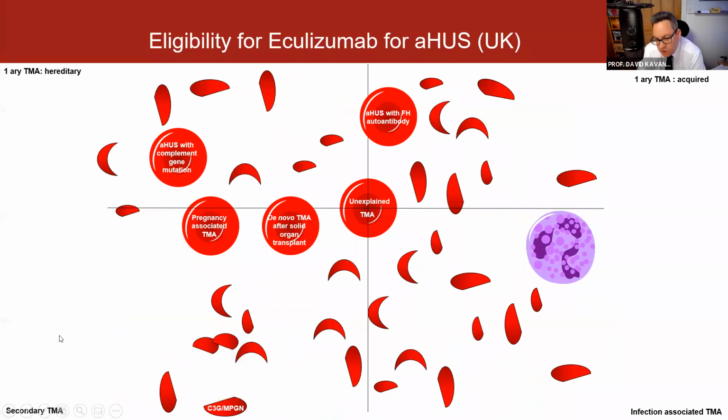And if you look at who were actually allowed to be enrolled in the trials, you can see that these are people with known mutations, known secondary causes where there's a high proportion of mutations such as pregnancy or de novo TMA, autoantibodies, and those where you can't find a secondary cause. And this is important when it comes to examining the trials of ravulizumab that we'll discuss later. Not all TMAs were eligible for eculizumab treatment in that initial trial.